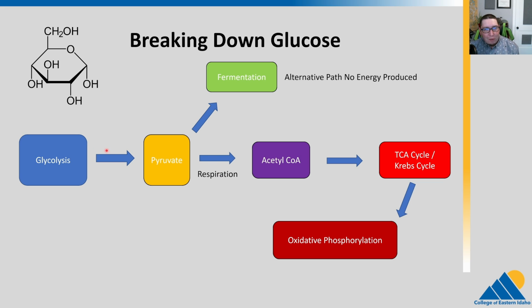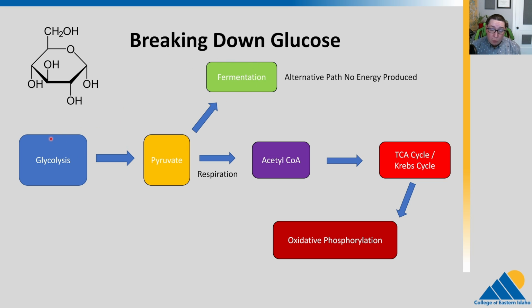In my less beautiful diagram than that one, I've broken it down a little bit further because there are some alternative options to breaking down glucose. Glycolysis is always going to happen here. But what we do with that pyruvate could vary. There is kind of an escape out here to this thing called fermentation. This is an alternative path, but it doesn't actually produce any energy. But there are ways that microbes can live off of just these processes, doing glycolysis and then fermentation.